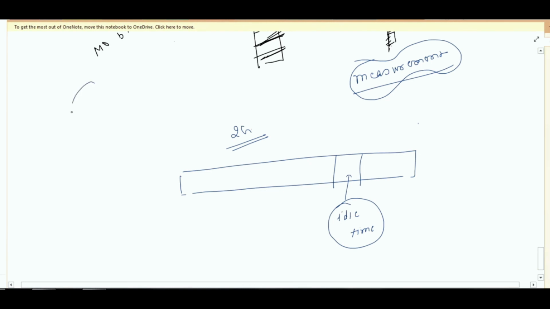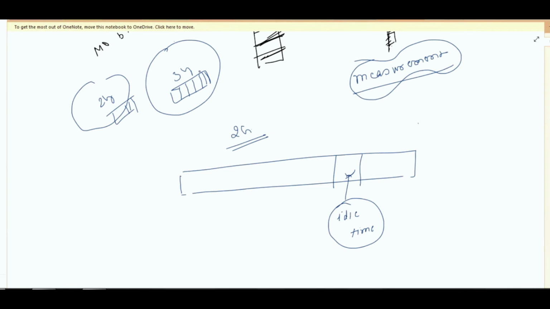So if right now you're in 2G, in every frame you get 1 slot where you can perform the measurement. But in 3G and 4G, the same concept does not apply. All slots will be used for signaling and traffic transmission. There is no provision of idle time slots in 3G and 4G.